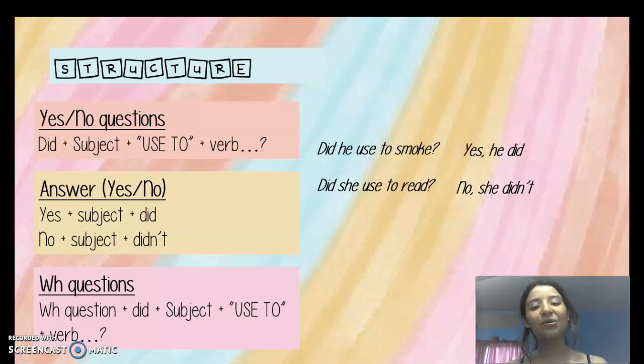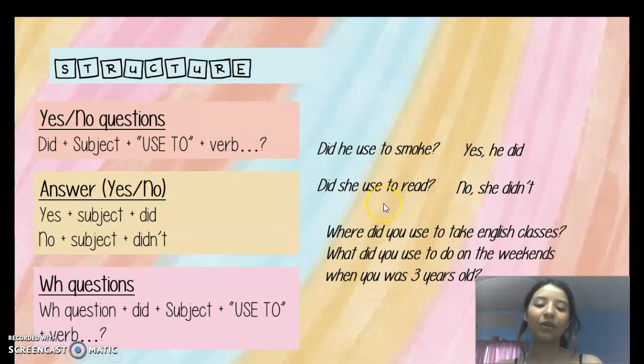Also, we can do WH questions or informative questions. That is to ask somebody to get specific information. The structure is a WH question word like what, why, where, when, plus did, plus subject, plus used to, plus the verb and the complement.